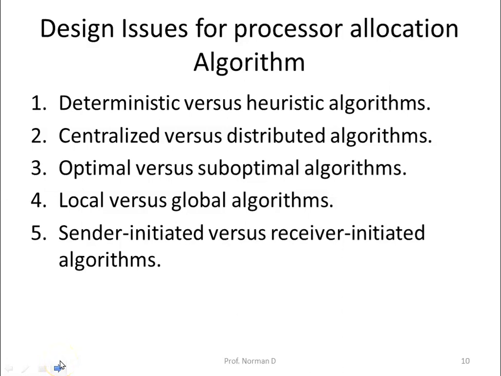Now we will discuss in brief the design issues for processor allocation algorithms. The major decisions the designer must make can be classified as 5 different issues: deterministic versus heuristic algorithms, centralized versus distributed algorithms, optimal versus suboptimal algorithms, local versus global algorithms, and sender initiated versus receiver initiated algorithms. We will discuss each one in brief, starting with the deterministic versus heuristic algorithms.